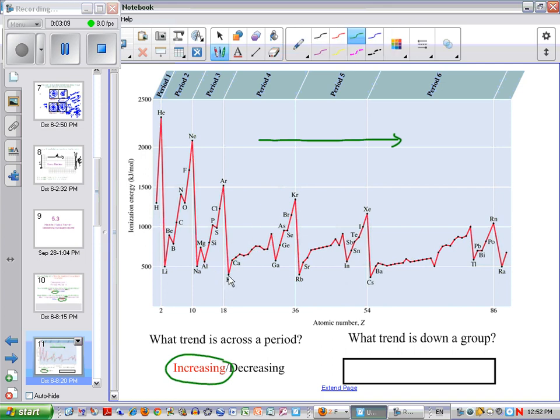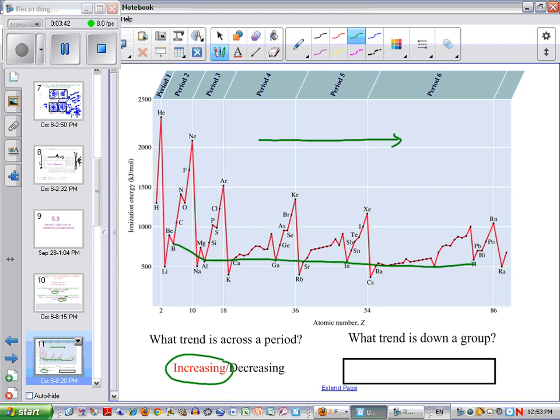Pick a group. Group 1, Group 2, Group 13, 14, 15, 16, 17, 18. Which group do you want to do? Group what? 13. Sounds good. So going down group 13, it's boron, aluminum, gallium, indium, and thallium. So let's find them. Boron. Oh, this is a fun one. Boron, aluminum, gallium. What's after that? Indium. Oh, I don't think the next one's there. Thallium. What's the general trend you see here?